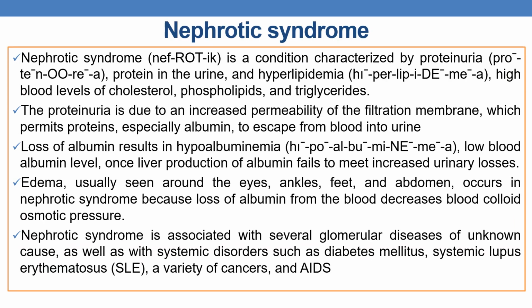The next term is nephrotic syndrome. Nephrotic syndrome is a condition characterized by proteinuria, which is nothing but protein in the urine, and hyperlipidemia, that is high blood levels of cholesterol, phospholipids and triglycerides. The proteinuria is due to increased permeability of the filtration membrane, which permits the proteins, especially albumin, to escape from blood into urine. And loss of albumin results in hypoalbuminemia.